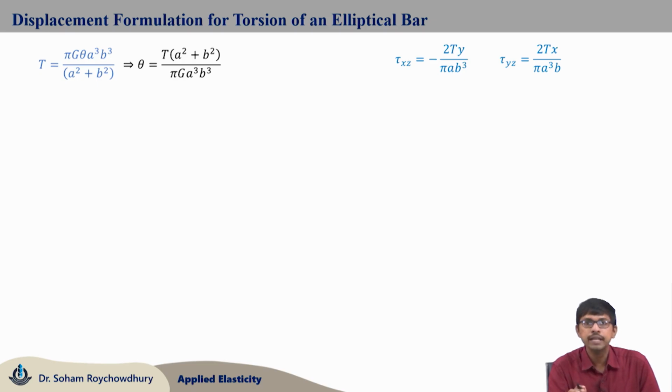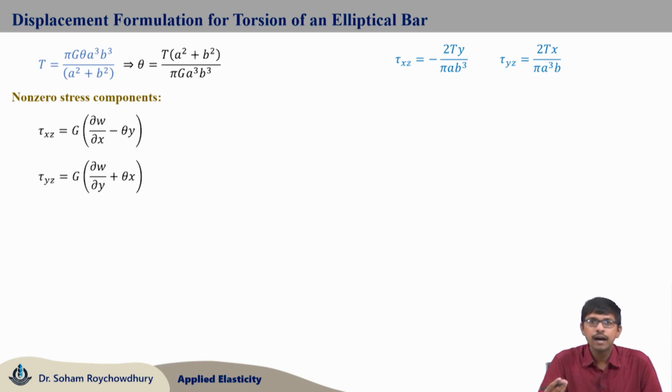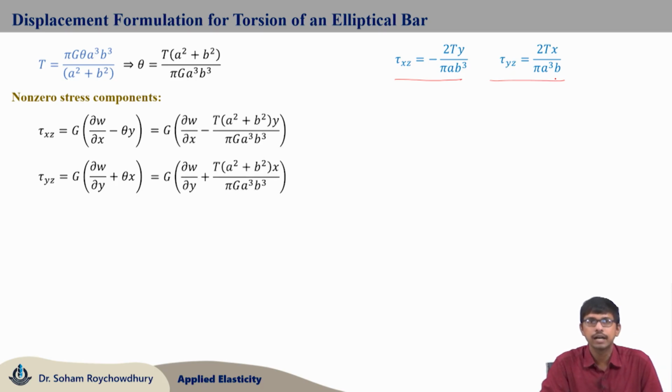So, using the obtained torque theta relation, we can express theta, the angle of twist per unit length, in terms of T as theta equals T times a square plus b square divided by pi G a cube b cube. Now, writing the non-zero stress components in terms of w, as discussed in the previous slide, tau xz equals G times del w del x minus theta y, tau yz is G times del w del y plus theta x, and in terms of T we know these two expressions of tau xz, tau yz.